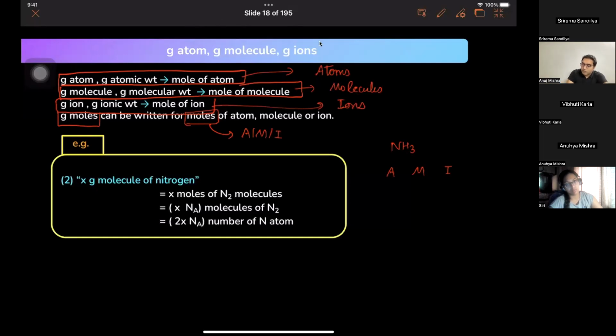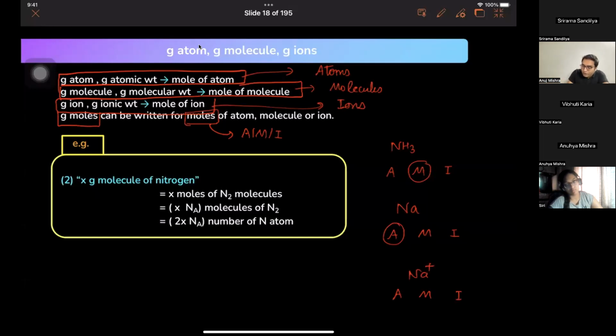NH3 is a molecule. Okay, great. Now, Na: type A, M, or I. If just Na is mentioned, what is it? Excellent. Na plus is an ion. Understood? This much is clear.